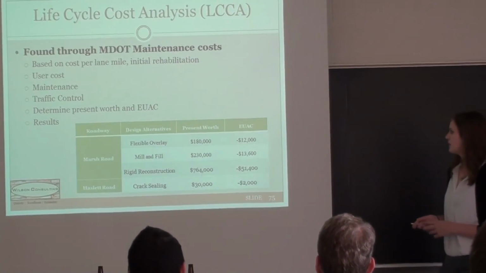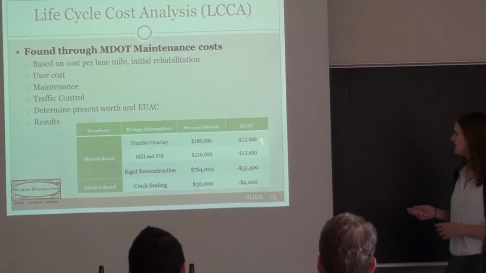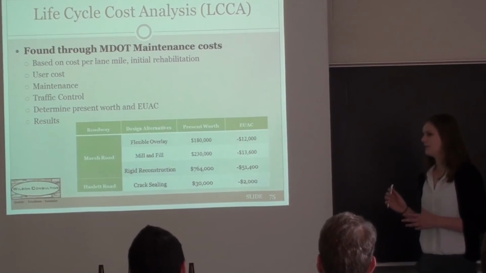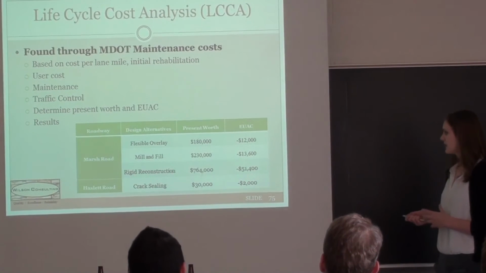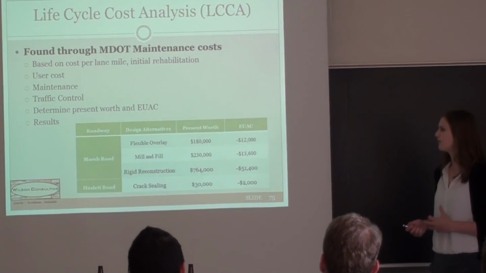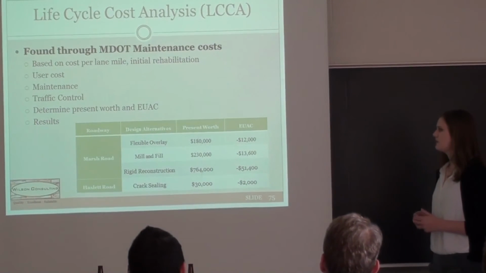So this was used to determine the present worth and the EUAC, which is just the yearly amount you're losing. So for Marsh Road, it was clear that the rigid reconstruction was going to cost the most to perform, and that the overlay was going to be the most cost effective.